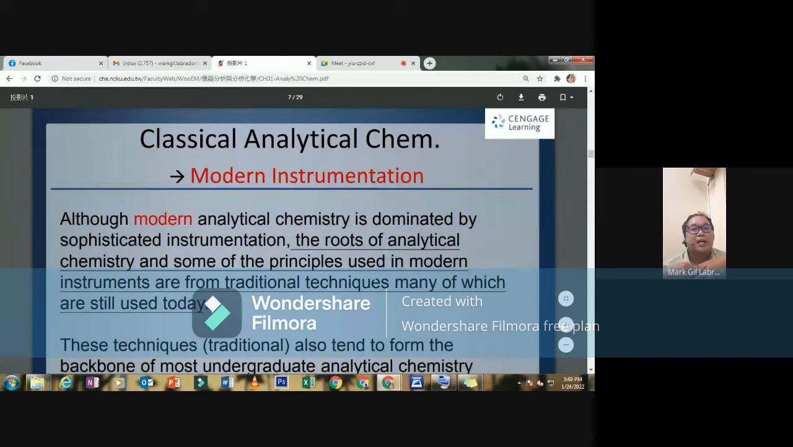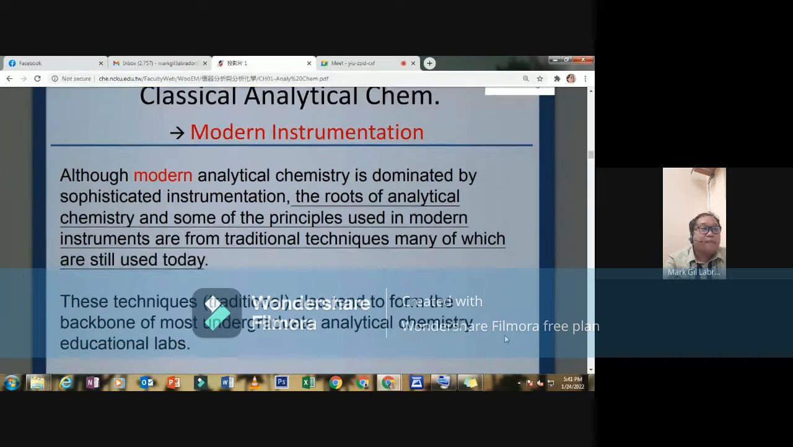When we say classical, parang, ano bang classical? Means traditional, yung parang sinauna. So this time, since we are in modern era, we have here a modern instrumentation. So although modern analytical chemistry is dominated by sophisticated instrumentation, but still the roots of analytical chemistry and some of the principles used in modern instrument are from, take note, traditional techniques and many of which are still used today. So kahit sabihin natin ano na tayo ka-modern ngayon, but still the principle itself is from traditional.